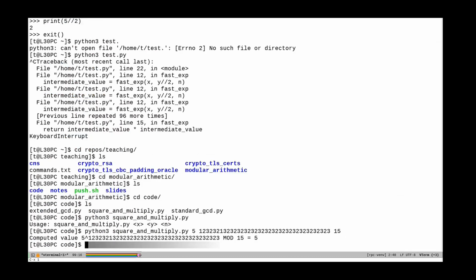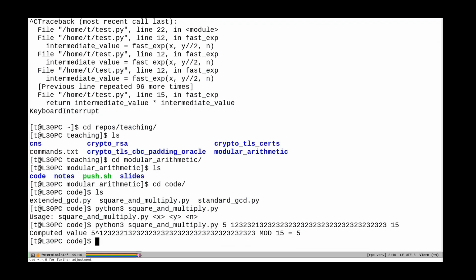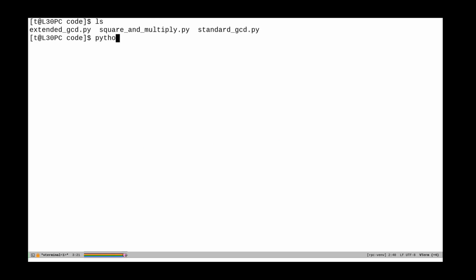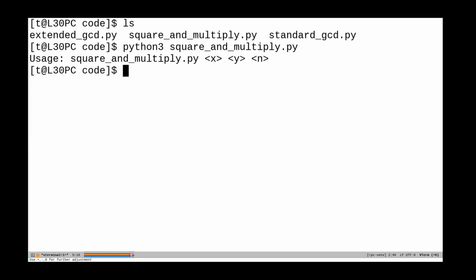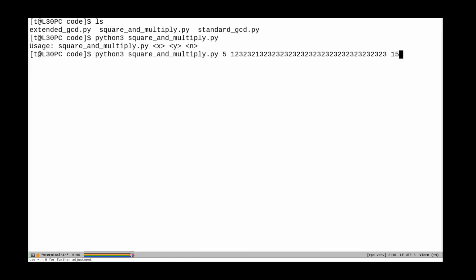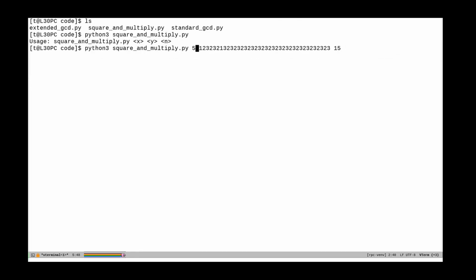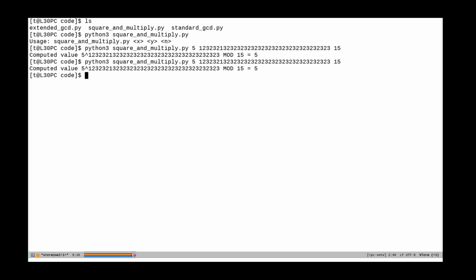Okay, so you can find this code in the resources of the lecture. You use this script by calling it with Python. It doesn't require any libraries. And it says, look, I need 3 values: the base, the exponent, and the modulus. Then I put 5 as the base, this huge number as the exponent, and 15 as the modulus. And it answered in a matter of seconds.